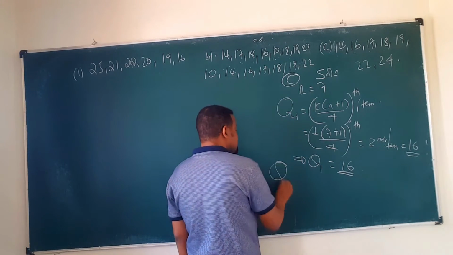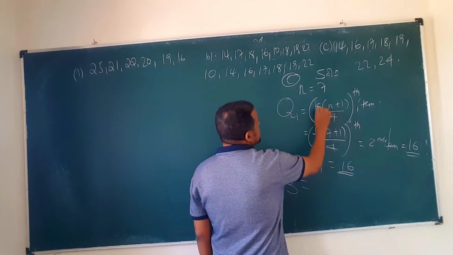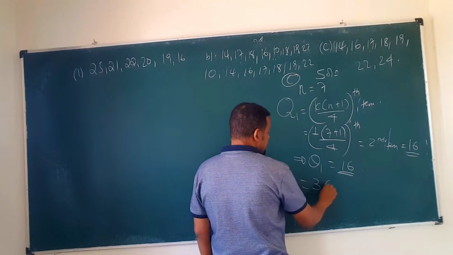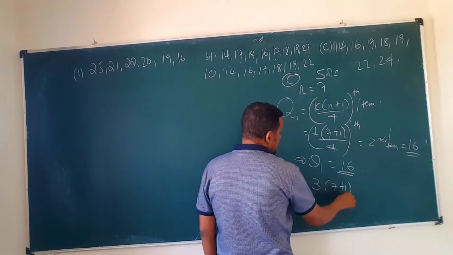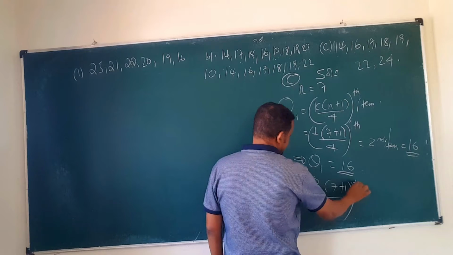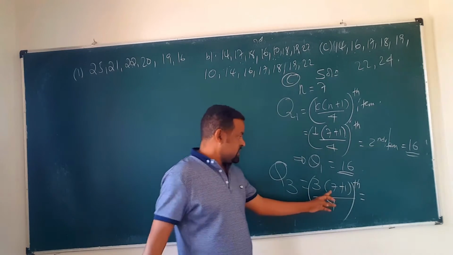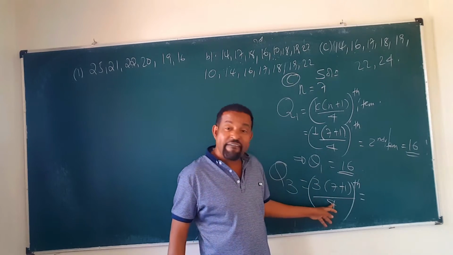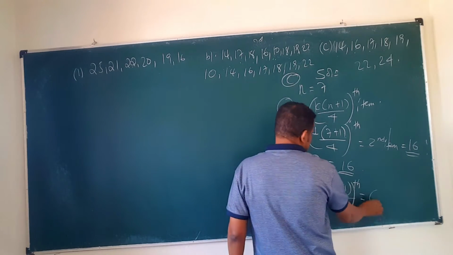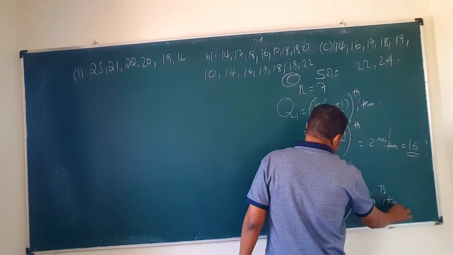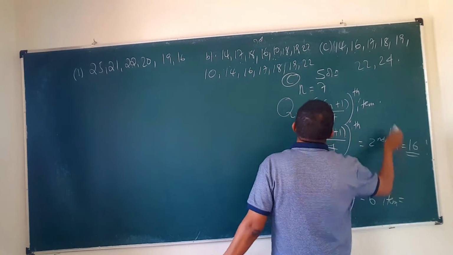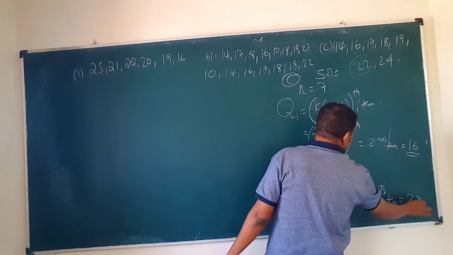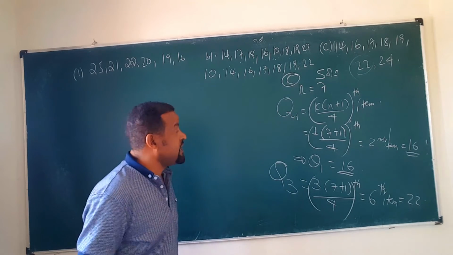The second item. And Q3 is given by what? You just need to substitute 3 instead of k: 3 into (7 plus 1) over 4, that item. So 7 plus 1 is 8, 8 times 3 is 24, 24 over 4 is 6. So the sixth item. What is the sixth item? 1, 2, 3, 4, 5, the sixth is 22. Of course, I have arranged the data in increasing order.